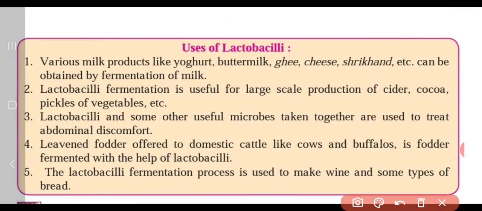Now other uses of lactobacilli: various milk products like yogurt, buttermilk, ghee, cheese, shrikhand, etc. can be obtained by fermentation of milk. We know about it.